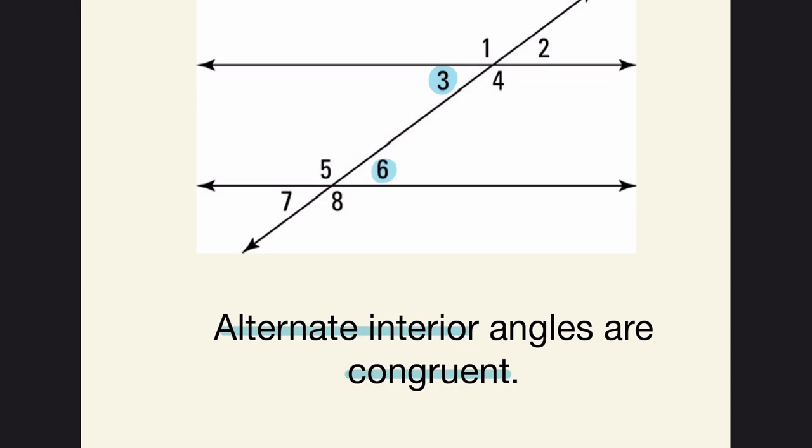Again, we say alternate because they're on opposite sides of the transversal, but they are inside those parallel lines. So 3 and 6 are alternate interior angles, and 5 and 4. Those are extremely helpful when we're trying to prove parallel lines, because if we are given congruent alternate interior angles, then we know those lines are parallel.